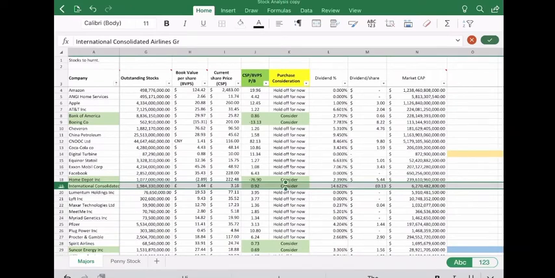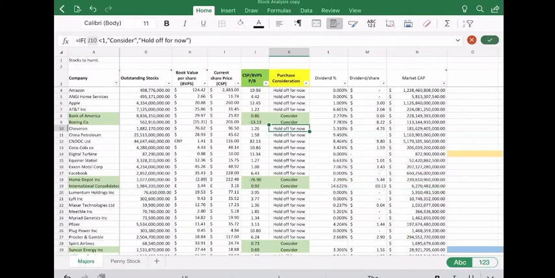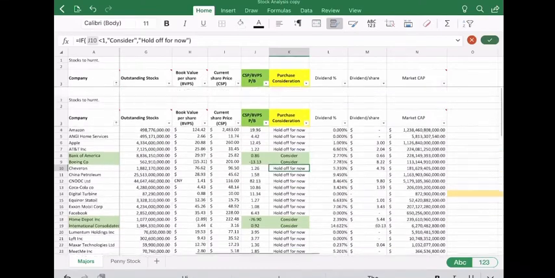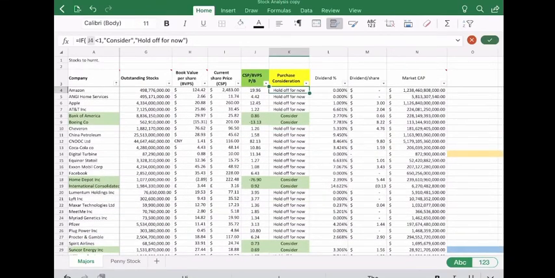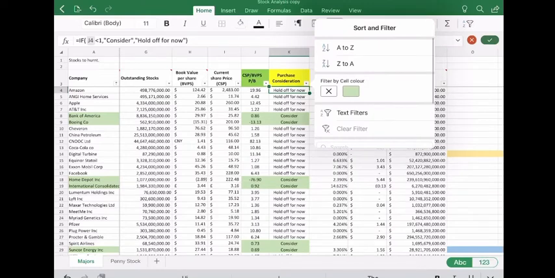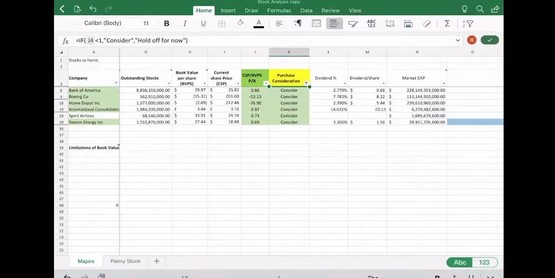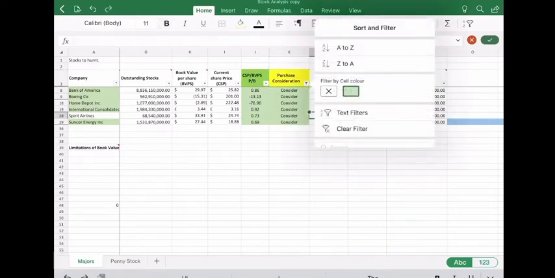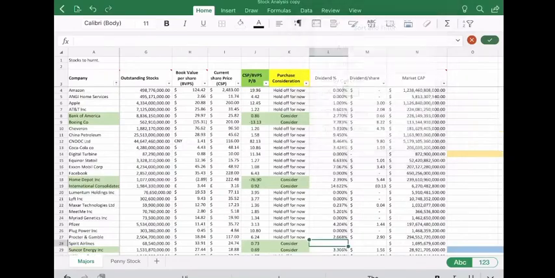And if I set the criteria here that if it's lower than its book value, it gives me a consideration to buy, and if it's not, a consideration to hold off, I can then filter very easily and say I just want to see all the companies that are there for consideration. Then I can look into detail and explore options of buying them. So this is how you calculate your book value.